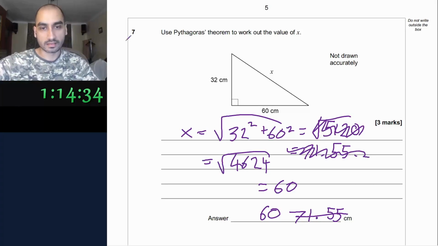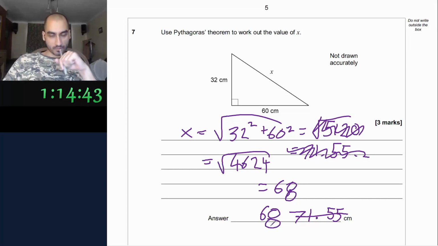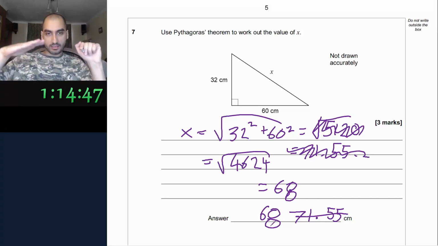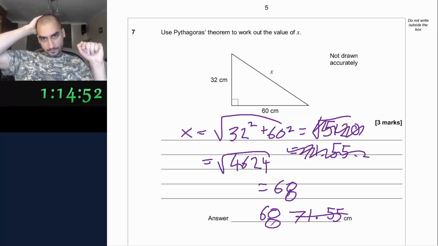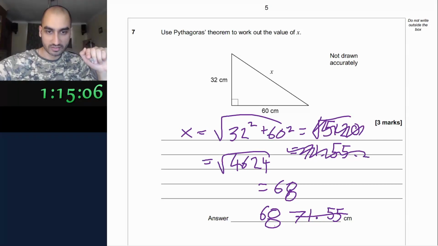$68. What did I say earlier? 68 or 60? Oh, okay, good thing I caught that just there. Does that look right? 32, 60. So it's going to be a bit more than the lower one, 68. Feels like it should be more than 68 from the diagram. But then that 32 seems a bit big, so it's not really very good to scale.